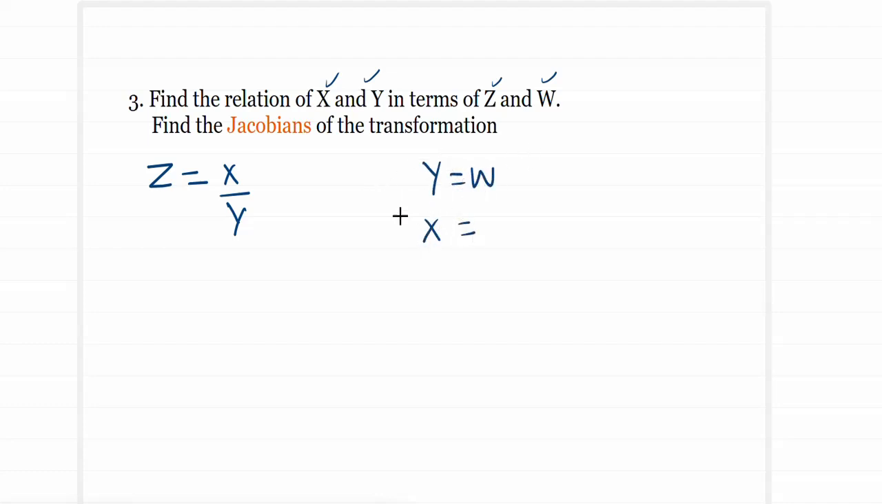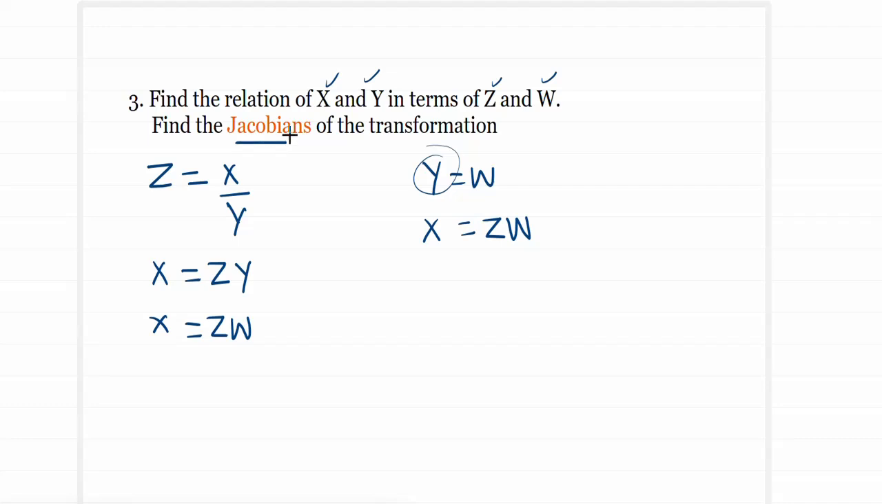The next thing is fixing my X in terms of the other variables. From over here, what can I say about my X? My X is going to be equal to Z times Y. And what I know about Y can be fixed as W. So X now gets fixed as Z times W. So X will be Z times W.